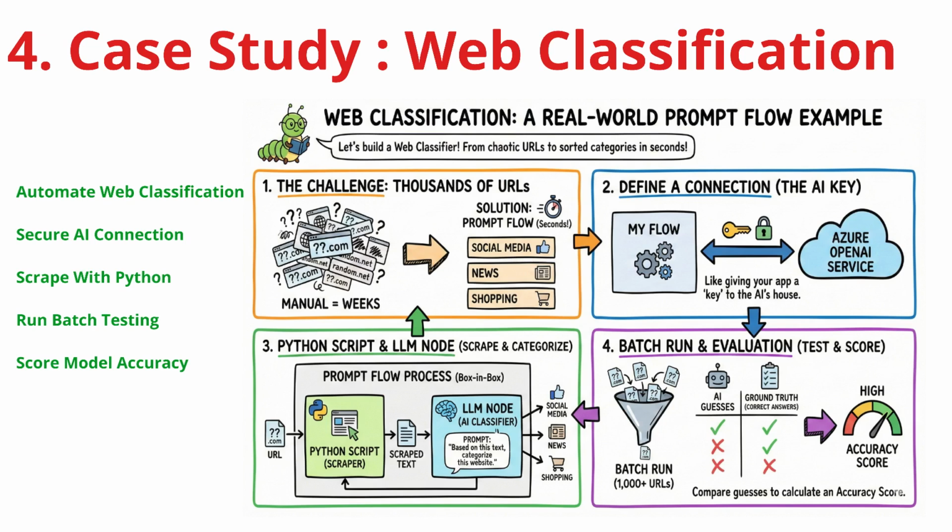Inside the flow, a Python script node acts as a scraper to pull text from each website. That text is passed to the LLM node, where the AI analyzes it and assigns a category. Finally, we perform a batch run, processing thousands of URLs at once and comparing the results against the ground truth to get a precise accuracy score.